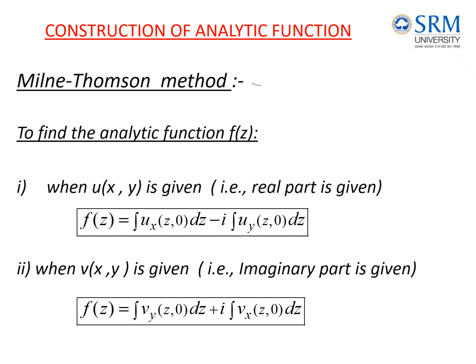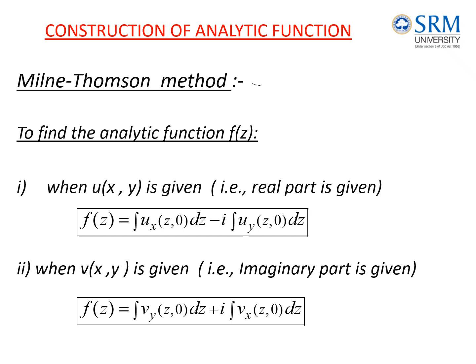So if the real part, that is u of x comma y, is given, then f of z can be found by using integration of dou u by dou x at the point z comma 0, minus i times integration of dou u by dou y at the point z comma 0. Using this, we can find the analytic function if the real part of the analytic function, that is u, is given.